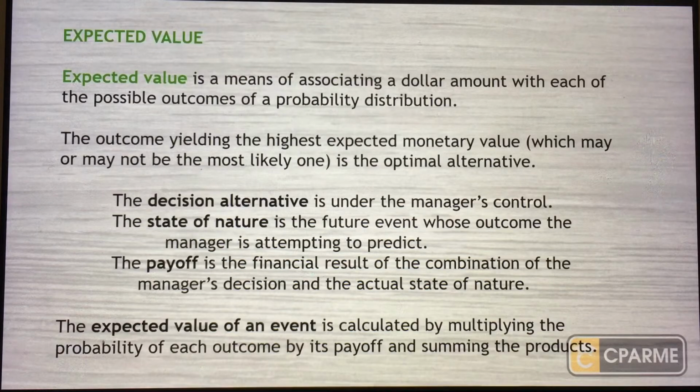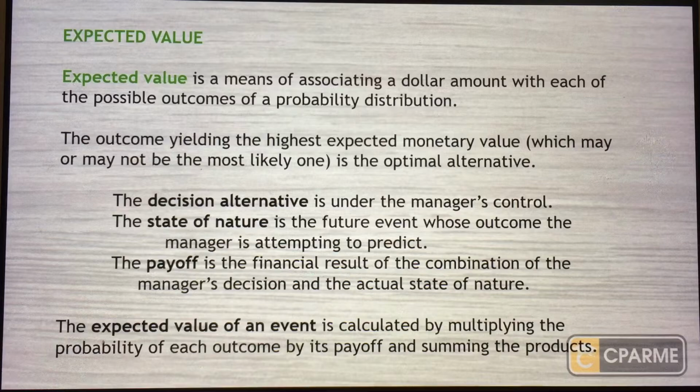And then the last quantitative technique is the expected value. Expected value is a means of associating a dollar amount with each of the possible outcomes of a probability distribution. The outcome yielding the highest expected monetary value, which may not be the most likely one, is the optimal alternative. There are three things considered: the decision alternative, which is the manager's control; the state of nature, the future event whose outcome the manager is attempting to predict; and the payoff, the financial result, the combination of the manager's decision and the actual state of nature.